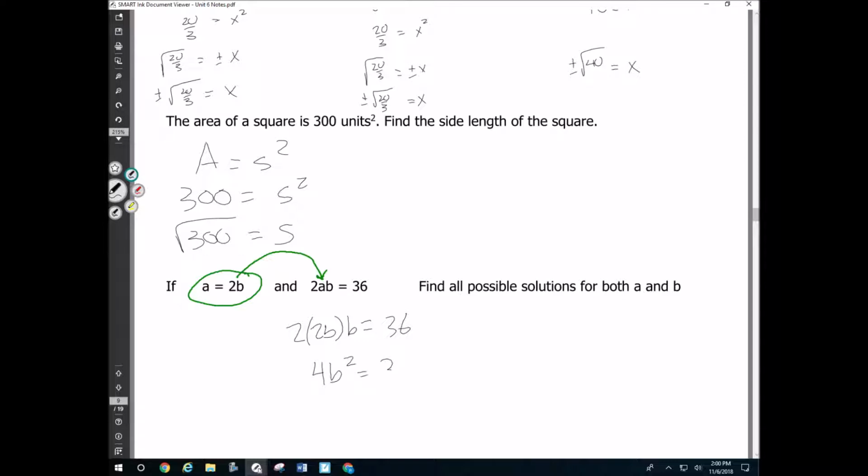4B squared is 36. Divide both sides by 4. Square root both sides. You'll get your solutions for B. I want the solutions for B and A.